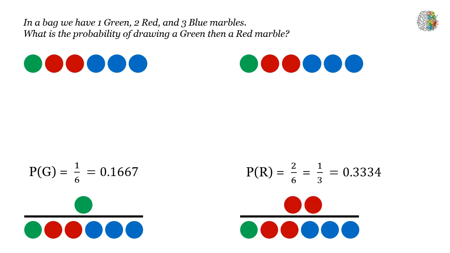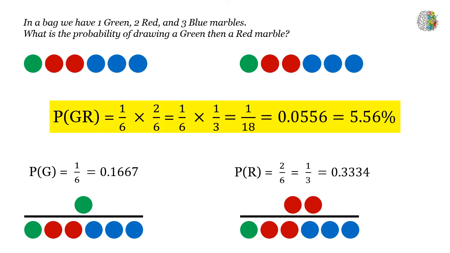Now let's look at the next question. What is the probability of drawing a green and then a red marble? We're going to do the same thing. Both times we're going to start with 6 marbles in our bag. I'm going to draw a marble out. The probability of getting a green is 1 out of 6. Then I'm going to put that green marble back in my bag. I'm going to draw a marble out again from the bag, and this time I want a red. The probability that I'll draw red is going to be 2 out of 6, which simplifies to 1/3.